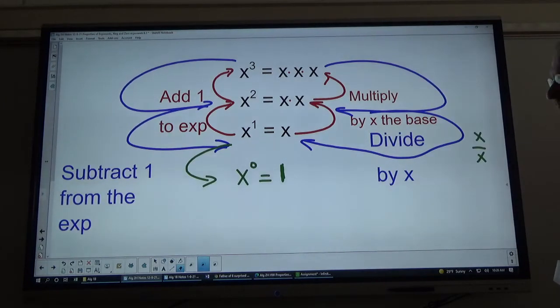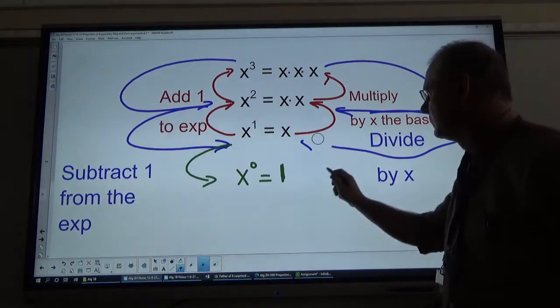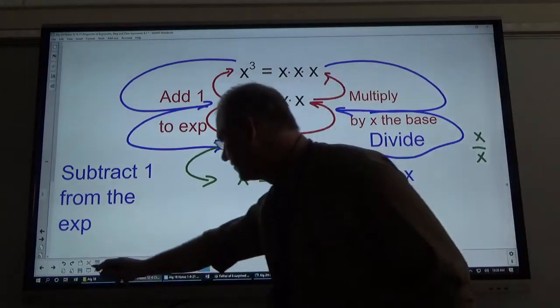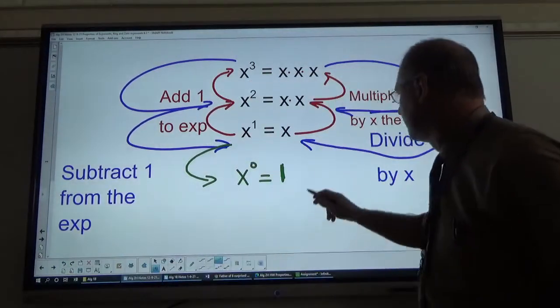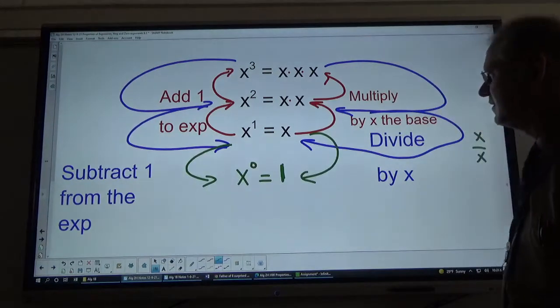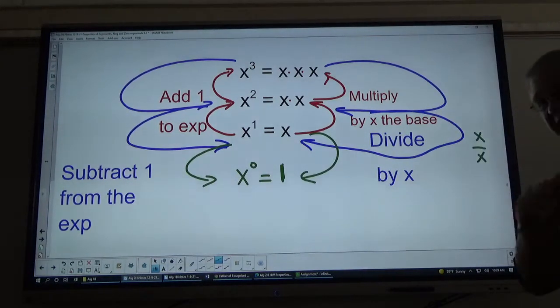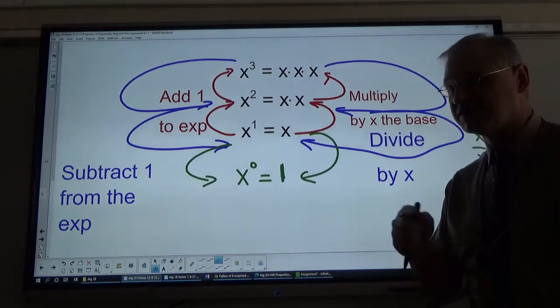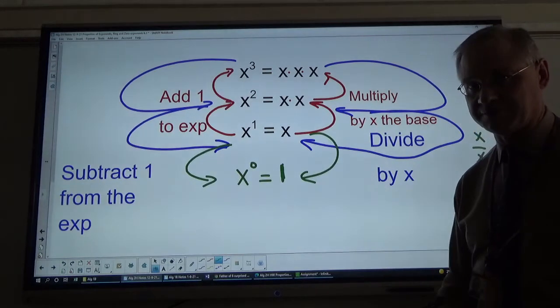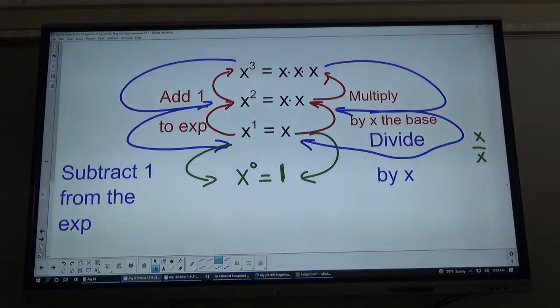All right. So x to the 0 equals 1. The only exception to this is 0. 0 to the 0 power is undefined. So that's the only exception we have here.